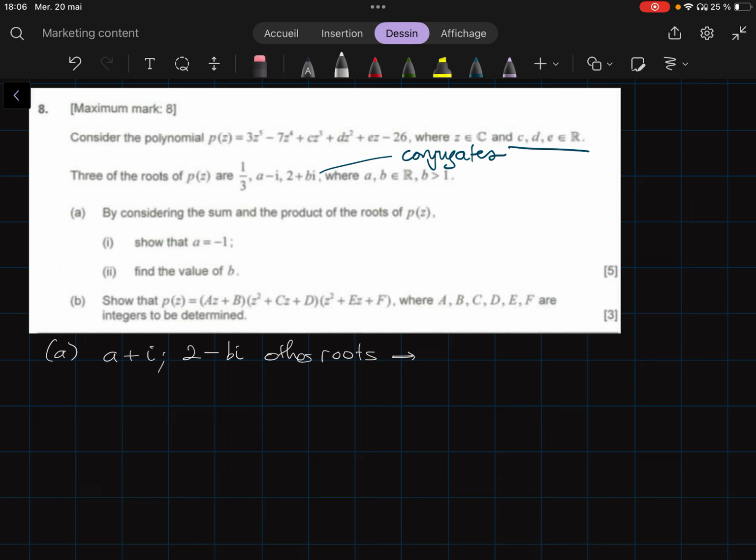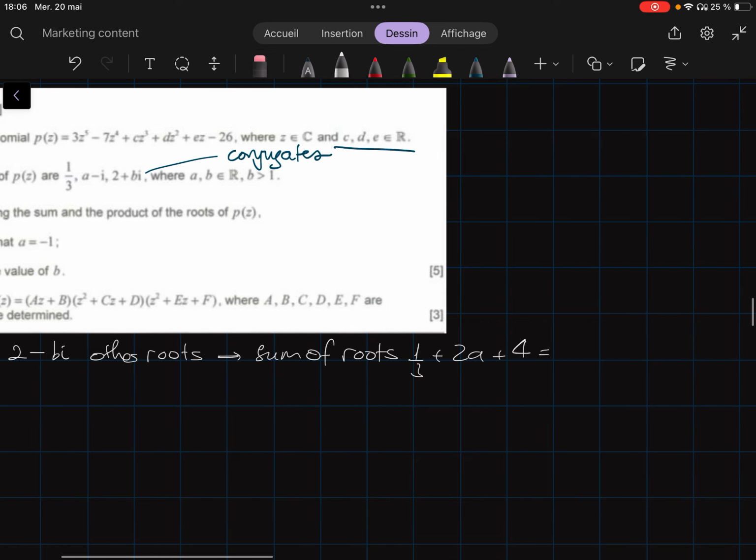So that implies the sum of all the roots is going to be 1 by 3 plus 2a plus 2b plus 4. And this is equal to 7 divided by 3. So 2a is going to be negative 2. A is negative 1.